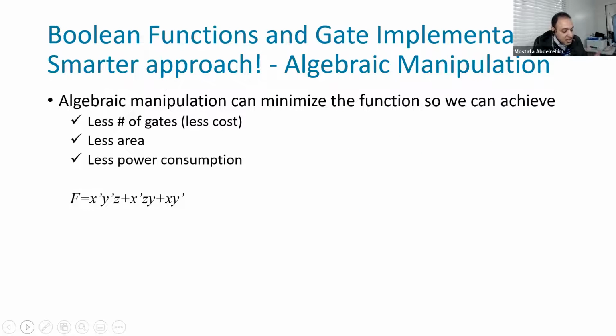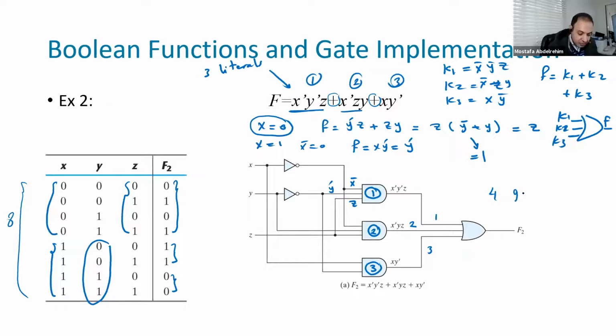So basically here, we should do algebraic manipulation for our function each time to try to minimize the number of logic gates that we're going to use in the final circuit implementation. So let's go to our example. This is the second example that we just implemented. And as we see here, we used gates 3 and 1. And again, we will not count those inverters.